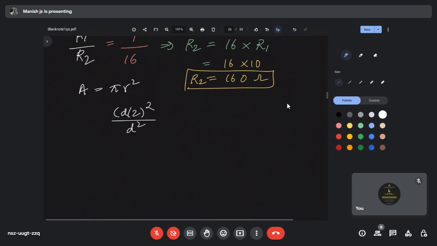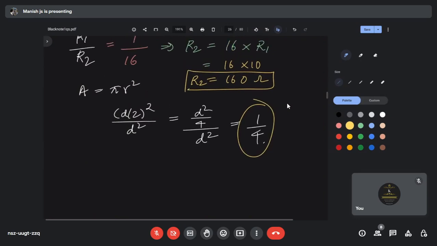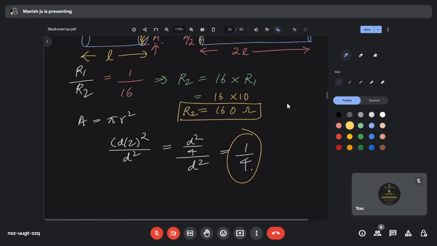So what do you get? You get d square upon 2 square, that is 4, whole divided by d square. So 1 upon 4 comes. Isn't it? So you get 1 upon 4. This is how I got 1 upon 4. Clear? Understood. Yes, sir. That's it.